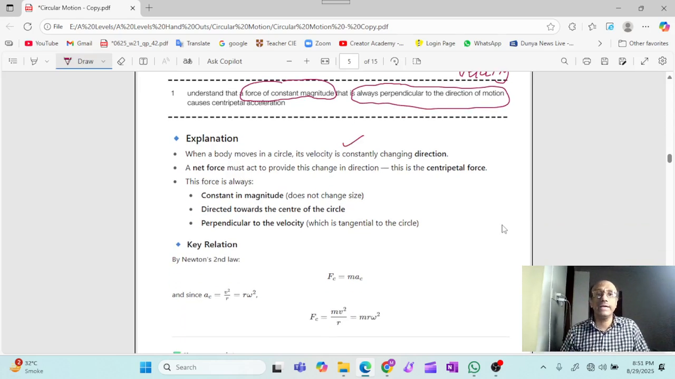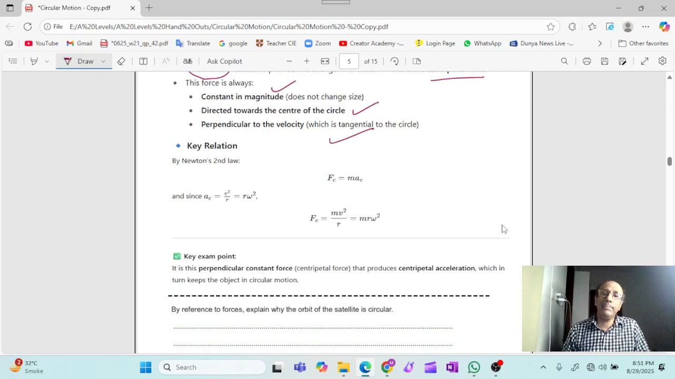When the velocity changes, it means that there is an unbalanced or resultant force, which is called the centripetal force. This force has a constant magnitude. It is always directed towards the center and it is perpendicular to the direction of velocity. And the source of the centripetal force will vary from example to example.